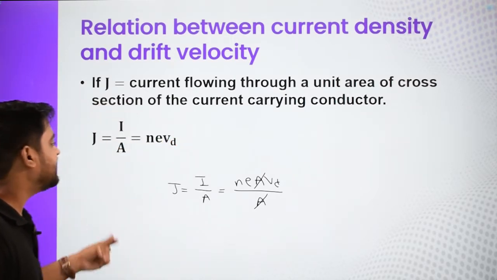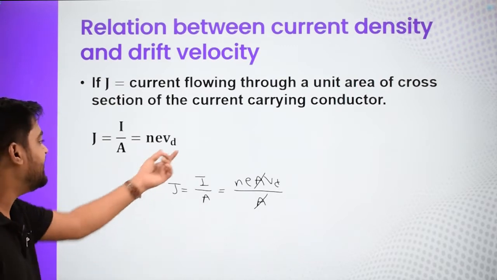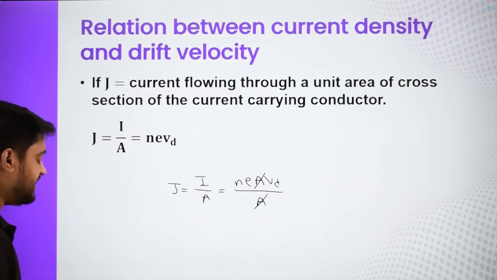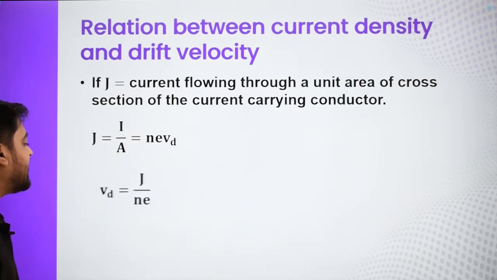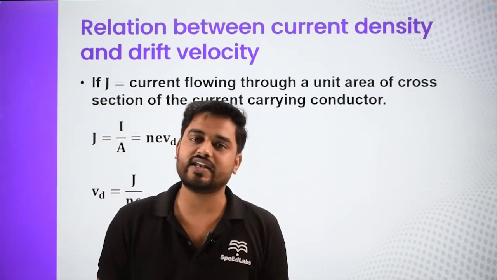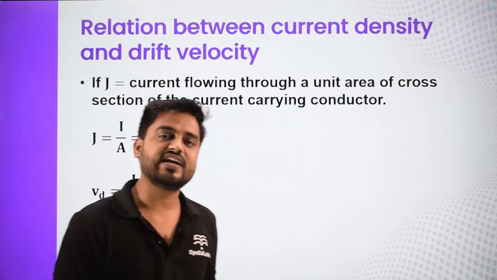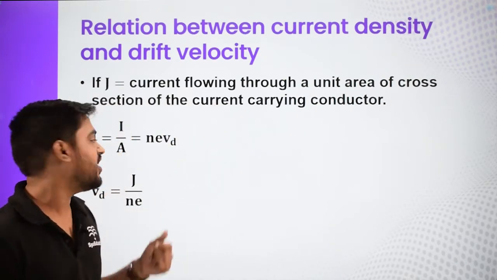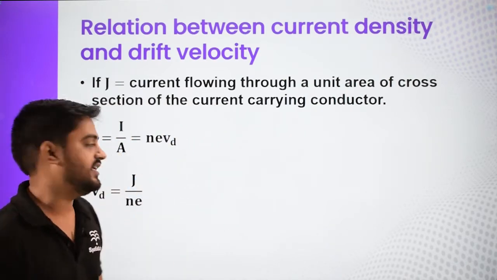And if I want to make Vd the subject, then Vd is nothing but J upon Ne. So we get this expression, which you can remember, but it is better to remember I is equal to NeAVd. And if we just divide it by A, we get this expression for J is equal to NeVd.